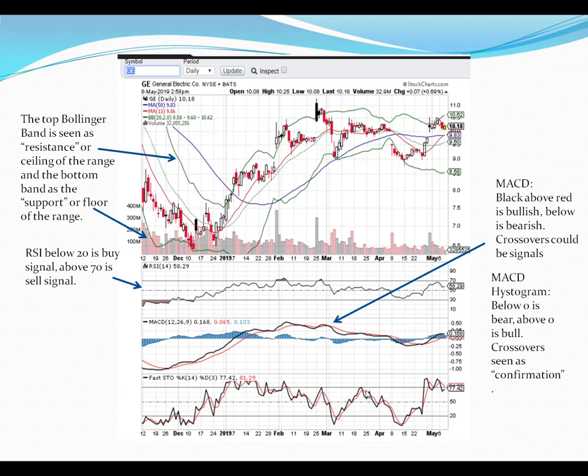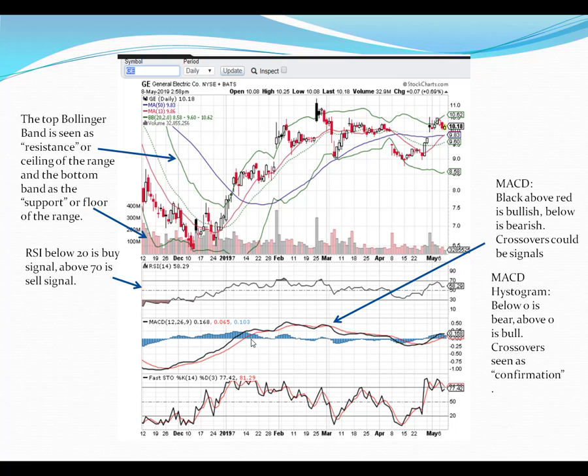Then we can take a look at the MACD histogram. These little blue bars revolve around the zero line over here. This is 0. When the blue bars are below the 0 line, we're in bear territory. When the bars are above the 0 line, as in over here, we're in bullish territory.